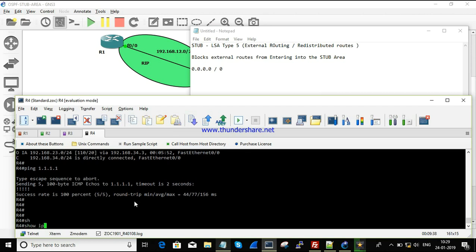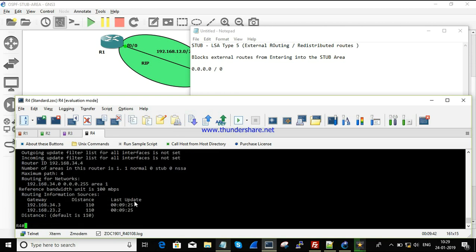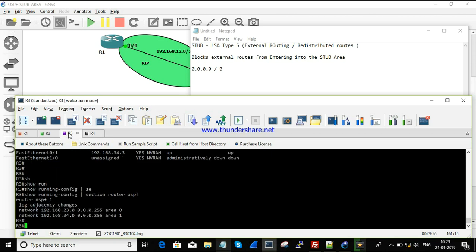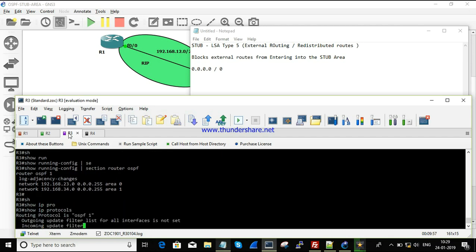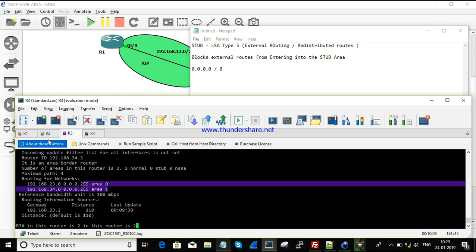First, let's look into what areas are present over here. There is only one area in this router. The number of areas in this router is 1, and that area seems to be a normal area, which is area 1. Okay, so let's check it here. So this router has 2 areas and 2 are normal areas. Here you can see it's a normal area, and those areas are area 0 and area 1.